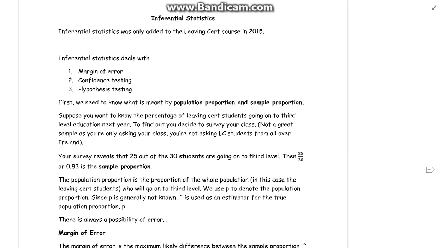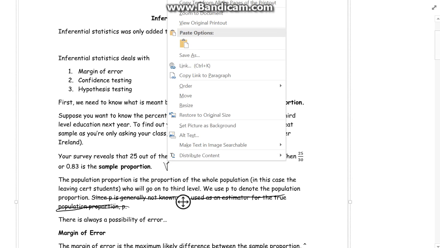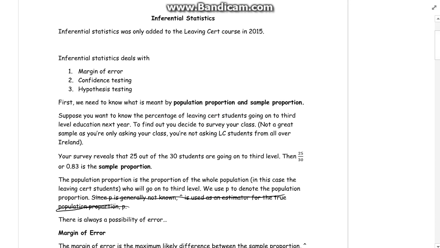Sample proportion is quite important. I just need to highlight that this is actually P with a little hat over it, so that's not a great drawing of it. P hat.